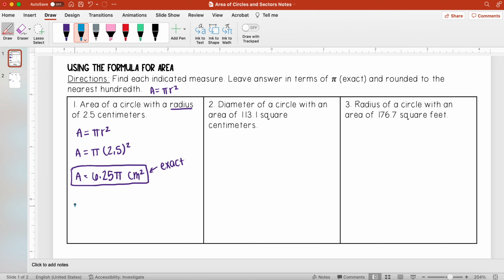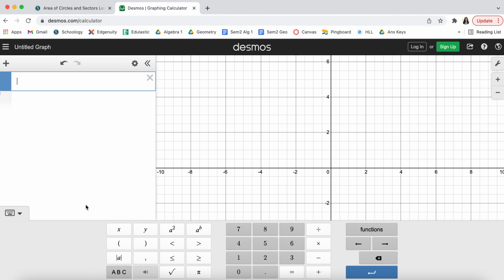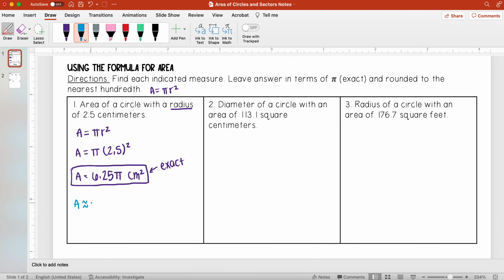And now for this second answer, I'm going to go ahead and actually round it. So I'm going to head over to Desmos. If you don't have a calculator, you can use Desmos and use that pi button. If you do have a calculator, you should have a pi button on there to also multiply by pi. But I'm going to hit 6.25 times pi. And I see, rounding to the nearest hundredth, that is approximately 19.63 centimeters squared.